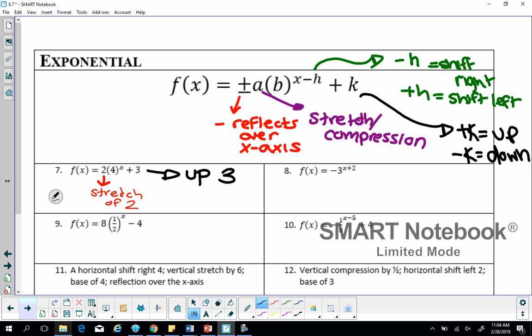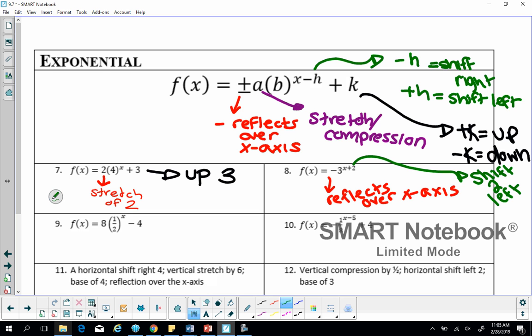Cool. Who can raise their hand for a brain buck and tell me the next one, number 8? Daniel, go for it. Reflect over x-axis. Isn't that negative? And then what does that little plus 2 mean? Daniel's got it. Shift left 2. Beautiful. Does everyone get that? Little left and right. If it's plus, it's left. Minus is right. Beautiful.